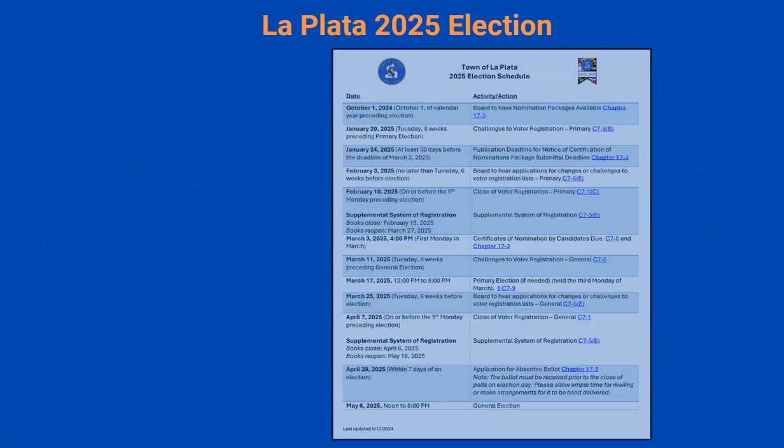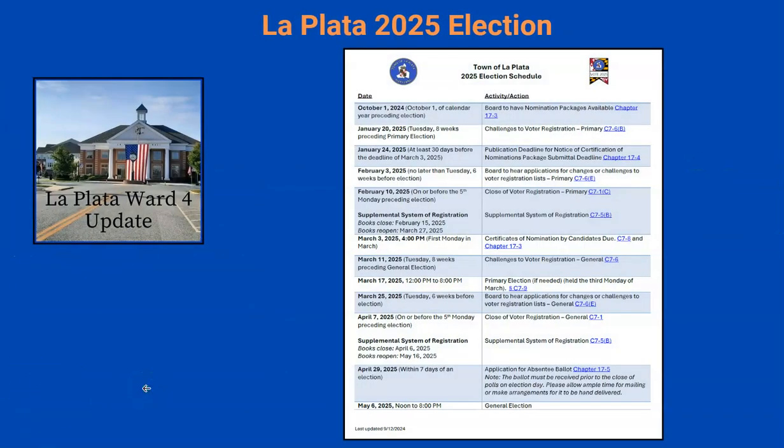This next slide is an election schedule. For those who are really interested in running, you have to file your form by March the 3rd, 2025 by 4 p.m. You can file it electronically or in person at the town hall. I filled it out electronically, but I hand-delivered it to the town clerk and the director of legislative services, because I wanted to make sure it got there. I think I also emailed it as well.